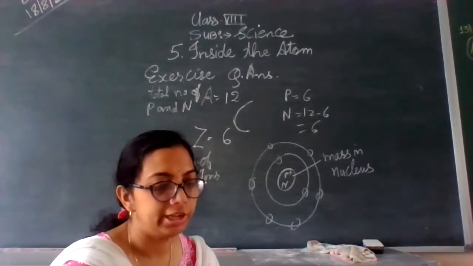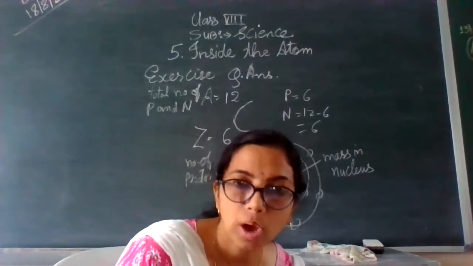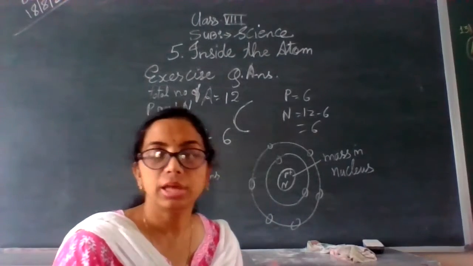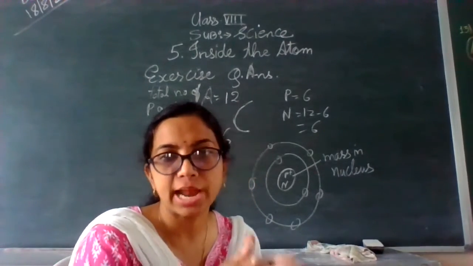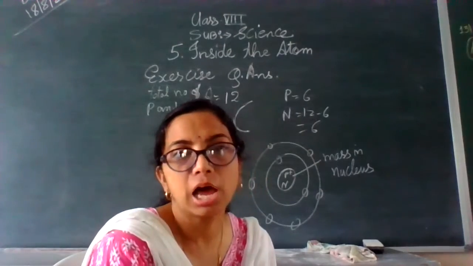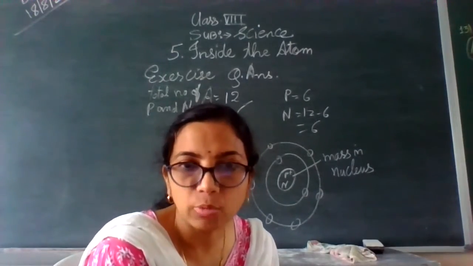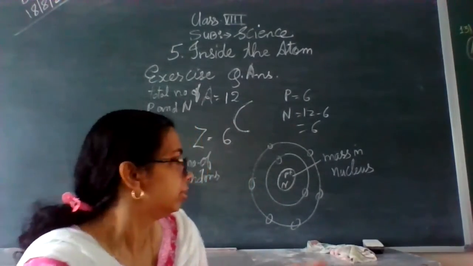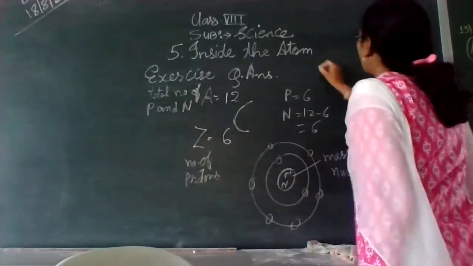An atom is electrically neutral. Why? Because the number of protons and the number of electrons are most of the time equal.